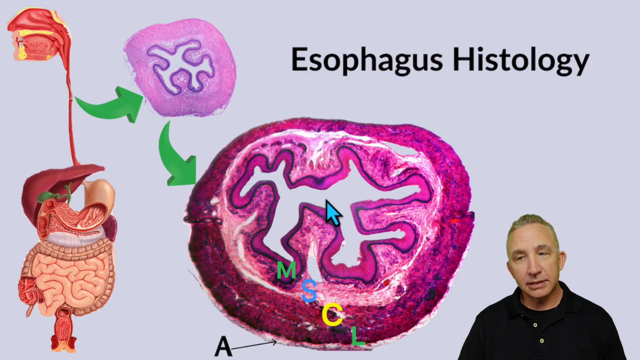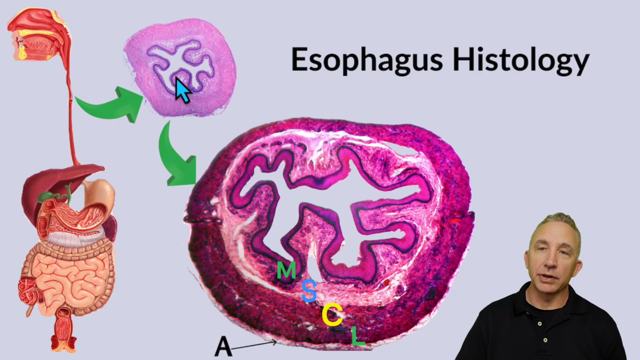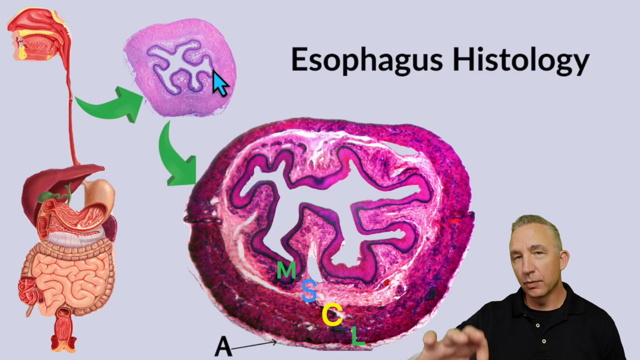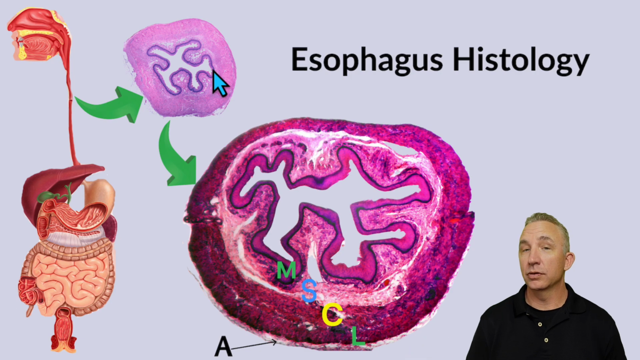So as we look inside, the lining of the actual tissue here where the food is going to touch, all of this is stratified squamous epithelium. So when I look at this dark purple layer here, stratified squamous epithelium. Again, that purple ribbon, it's what's unique to the esophagus.